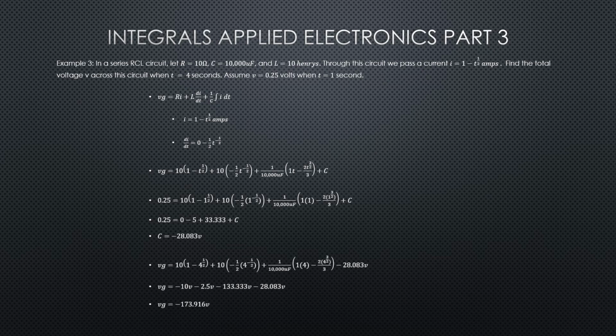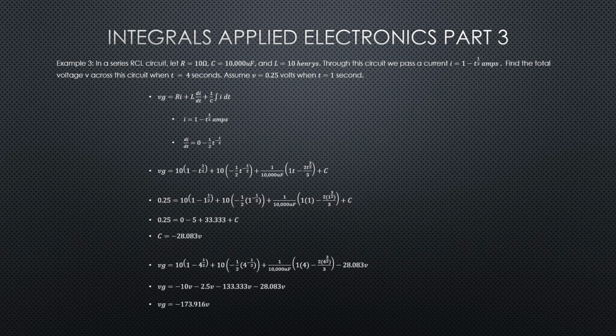Okay, in a series RCL circuit, let R be 10 ohms, C 10,000 microfarads, and L 10 henries. Through this circuit, we pass a current I equals 1 minus t to the half power in amps. Find the total voltage across the circuit when t equals 4 seconds. Assume that V equals 0.25 volts when t equals 1 second.